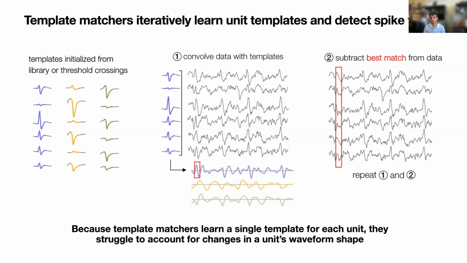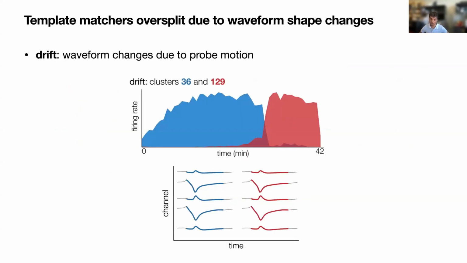So if you have a neuron whose waveform changes due to biophysical reasons, a lot of times they will split that into multiple units. So some examples of what might cause the oversplitting. One reason is drift. So even though the actual action potential of the unit isn't changing biologically, the way that gets recorded by the probe changes due to changes in the relative position of the probe. So for example, in a real recording, you might see that two units with very similar waveforms, one of them has a firing rate that drops off at a certain point in the recording, and its firing essentially gets taken over by a different unit.